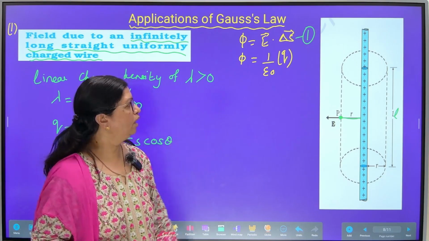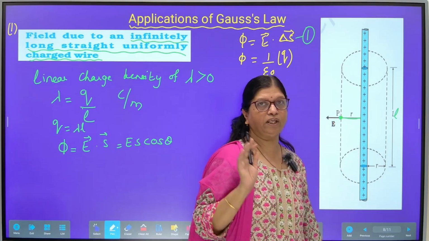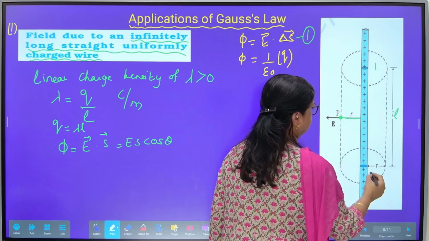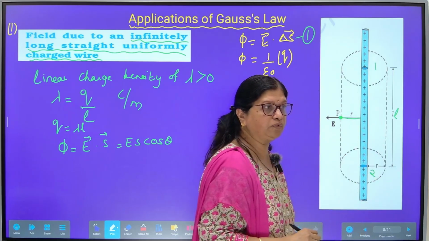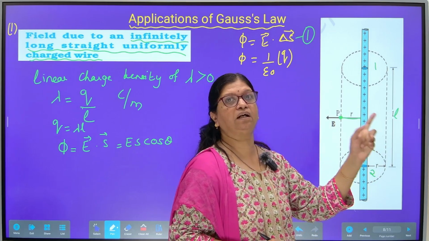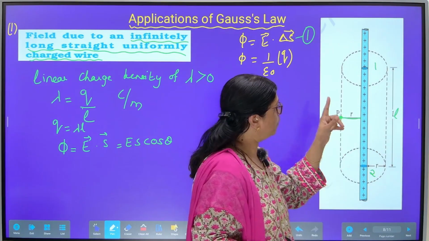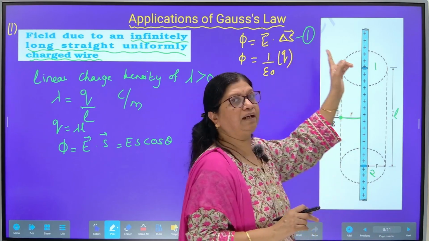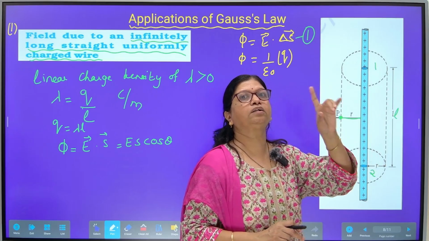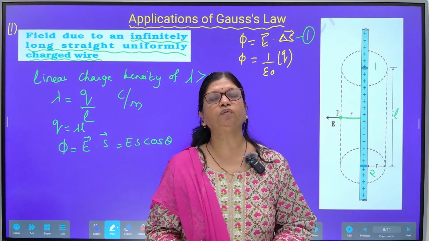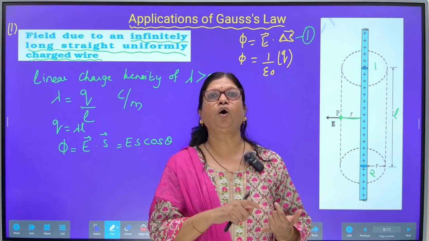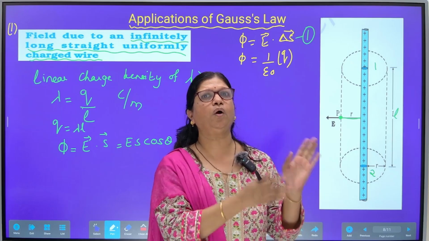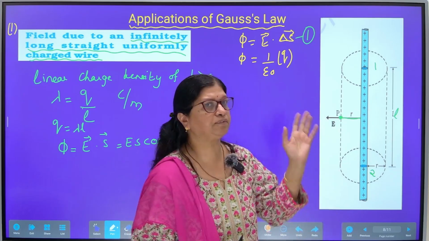Now here any cylinder we can consider as three surfaces. Surface number 1, the upper portion, surface number 2, the lower portion of the cylinder, and surface number 3, the curved surface of the cylinder, and our point is on the curved surface. So theta also will be between E and the area element for the curved surface only. To remove the confusion, what would be the direction of the electric field and the area element for surfaces 1 and 2? Let us draw it and understand theta for both these surfaces 1 and 2.